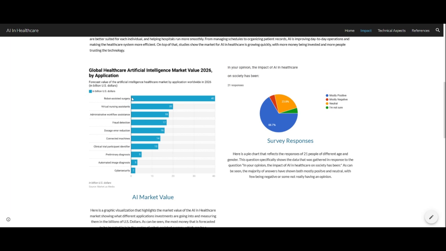So this measures things in the billions of US dollars, but also it gives a nice overview of the things that are trying to have AI integrated into them in the medical field.